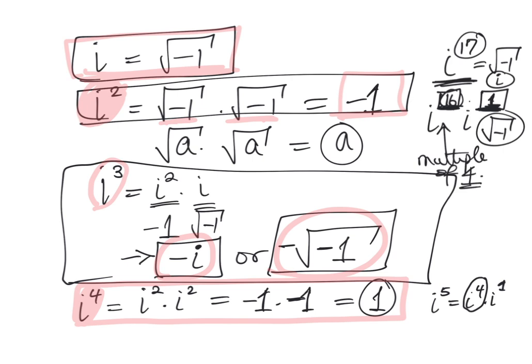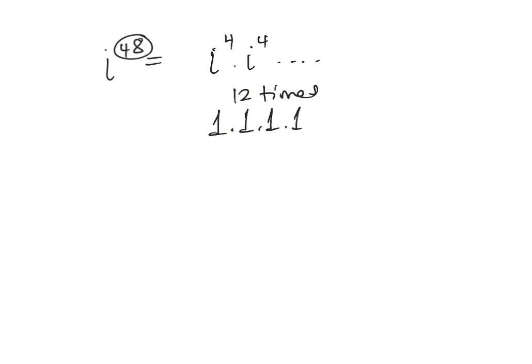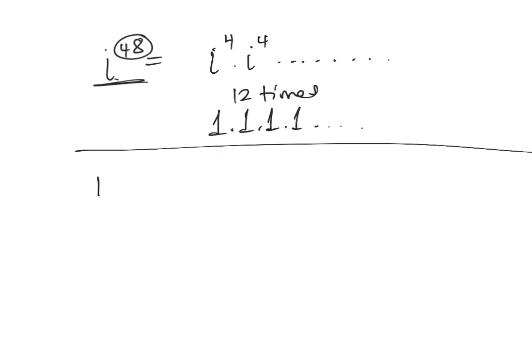So let's look at another example. If somebody says, what is i to the 48th? Well, 48 is a multiple of 4. That means technically it's the same thing as i to the 4 times i to the 4, 12 times. Do you see? And what happens in this case? It would just be 1 times 1 times 1 times 1, 12 times. So the idea is that you have a multiple of 4, right?